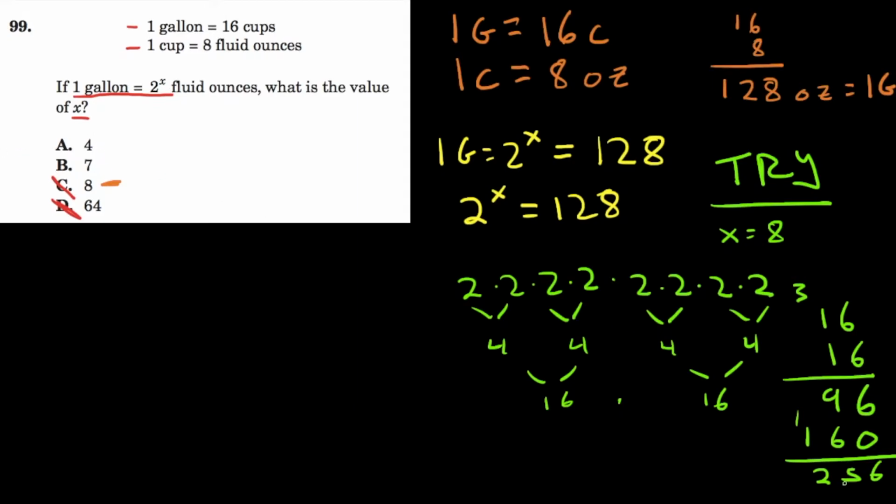So this is too big, but it's not like a crazy amount of too big, so I'm going to try 7, and we'll just see. I also happen to know that 4 is not right because I know what 2 to the 4th is, but if you don't, you just try whatever you need to try. So we're going to try 7.